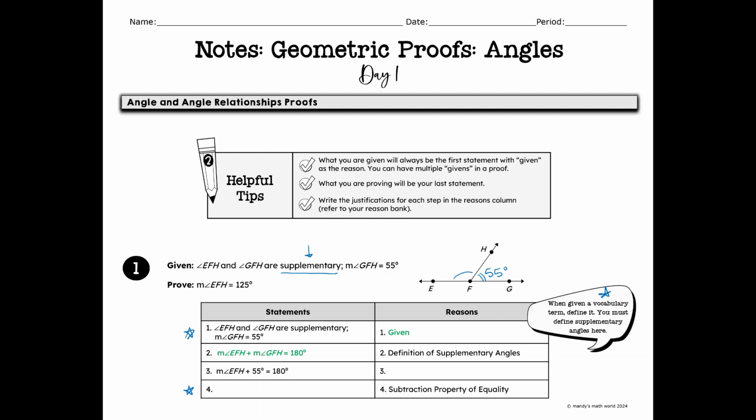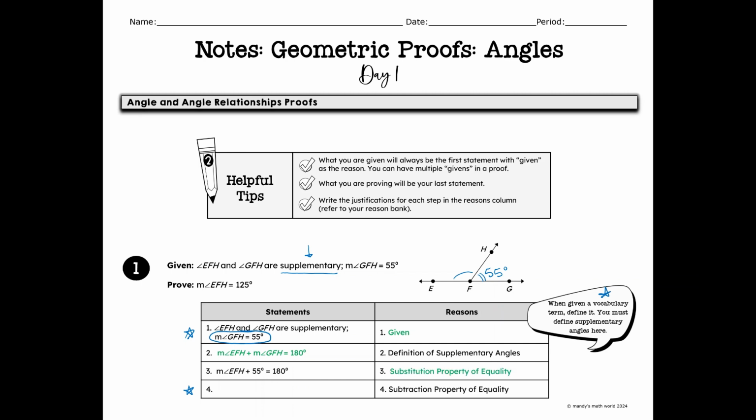So here's a little tip over here. When given a vocabulary term, define it. You must define supplementary angles here. Okay, so I like that these two column proofs are pre-filled so we have clues throughout the proof. So in step number 3, what does it look like we've done here already? The measure of angle EFH plus what happened here? 55 degrees. What did I do? I replaced the measure of angle GFH with 55 degrees in my next statement.